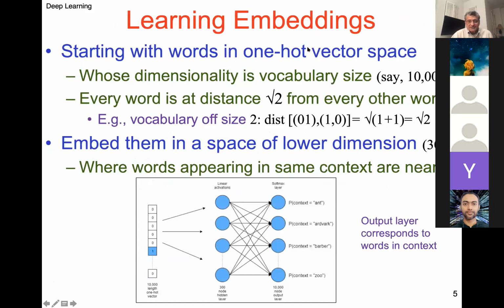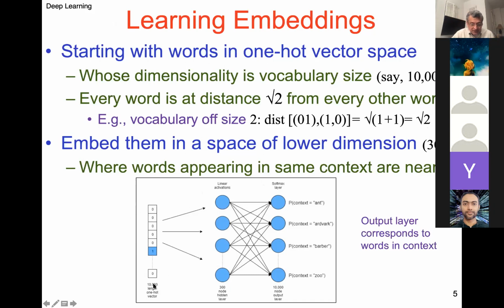How do you learn these embeddings? Starting with words in one hot vector space whose dimensionality is vocabulary size, say 10,000, each word is a distance square root of 2 from every other word. Example, vocabulary of size 2: distance between 01 and 10 is equal to square root of 1 plus 1, that's equal to square root of 2. Instead of the symbolic representation, we embed them in a space of lower dimension. Instead of 10,000, can we map into 300, where words appearing in the same context are near?